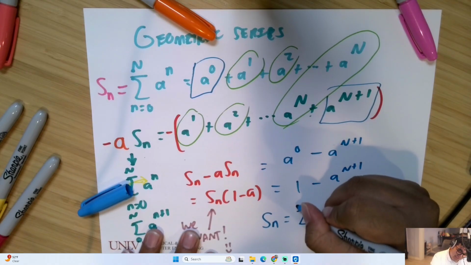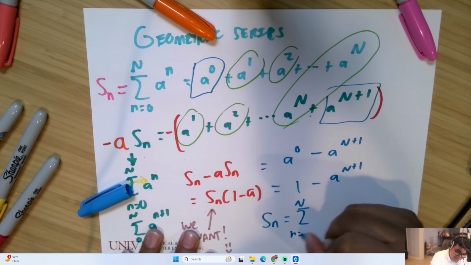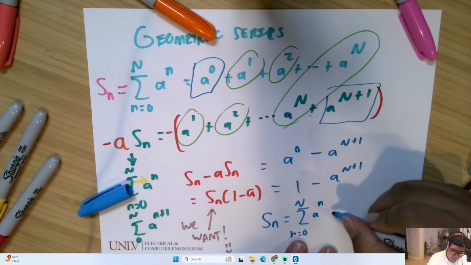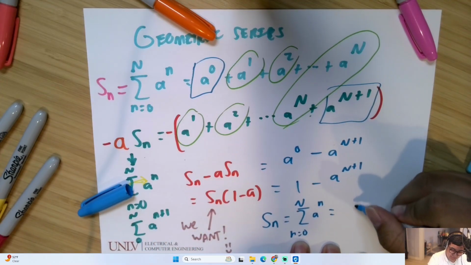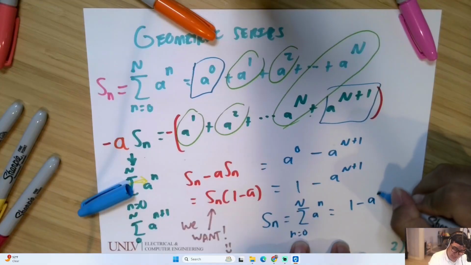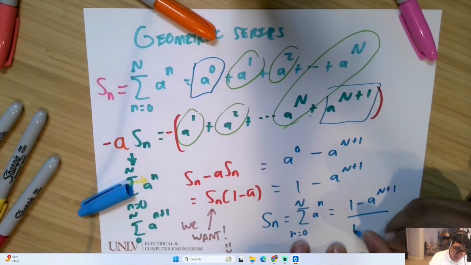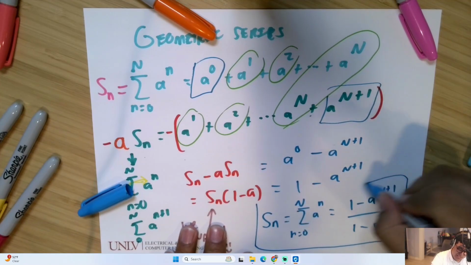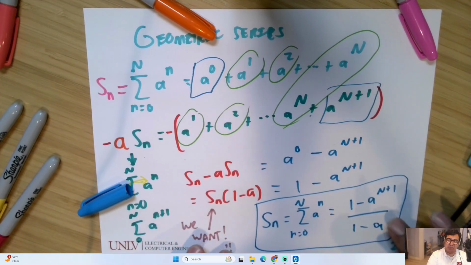Let's rewrite the definition. The sum, n equals 0, of A of n, correct? Is equal to 1 minus A to the n plus 1, over 1 minus A, and that is what you're trying to memorize, okay? This is where he gets that proof, all right?